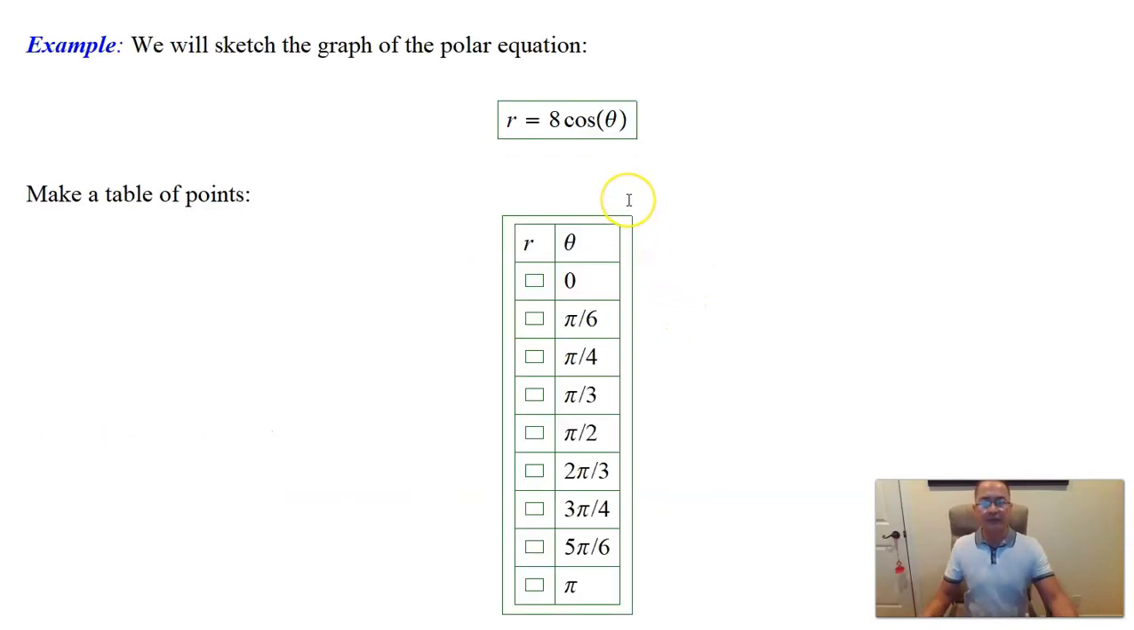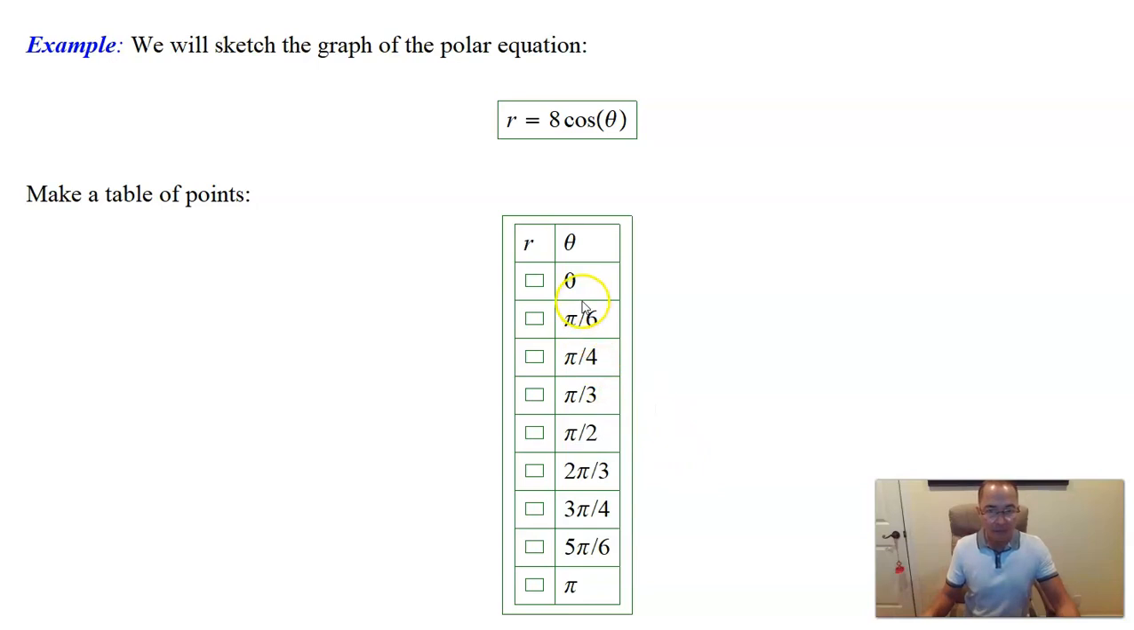Here's a function I like to introduce as our first example in my classes. We have a simple equation: r is 8 cosine theta. Whenever we have a polar curve, more often than not, we have a trigonometric function involved. So what we're going to do is make a table of points, and then go to GeoGebra and plot these points.